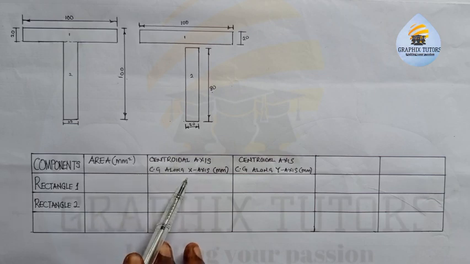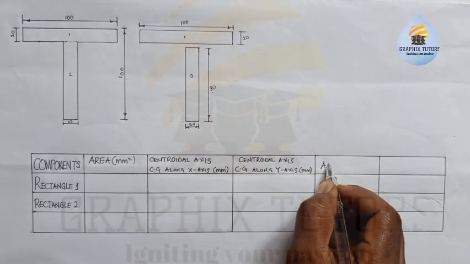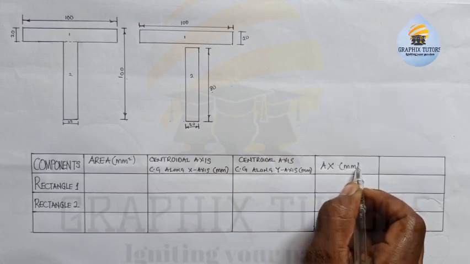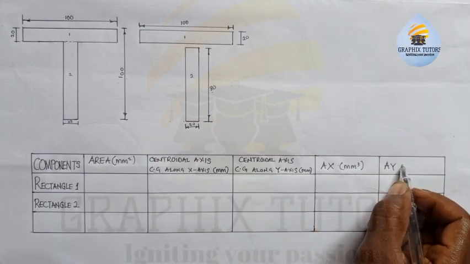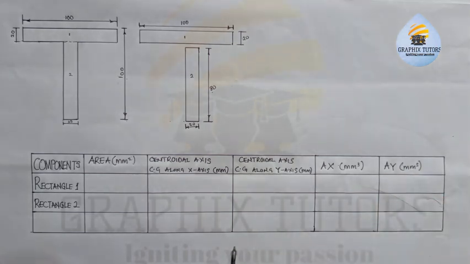Now the next one we're doing here will be multiplying the area and the center of gravity along the x-axis. So we'll call it Ax, and that will be in millimeter cube. And this one will be Ay, in millimeter cube.